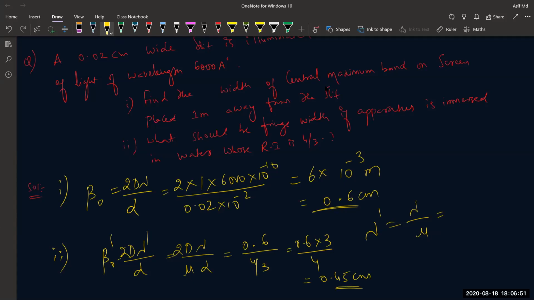What should be the fringe width if the apparatus is immersed in the water? We are talking about the central maxima. So beta naught dash is equal to 2d into lambda dash by small d. It is 2d lambda by mu into d. The value of 2d lambda by d we already got as 0.6. So 0.6 divided by 4 by 3 is 0.45 centimeters. Clear for everyone? 0.225, why?